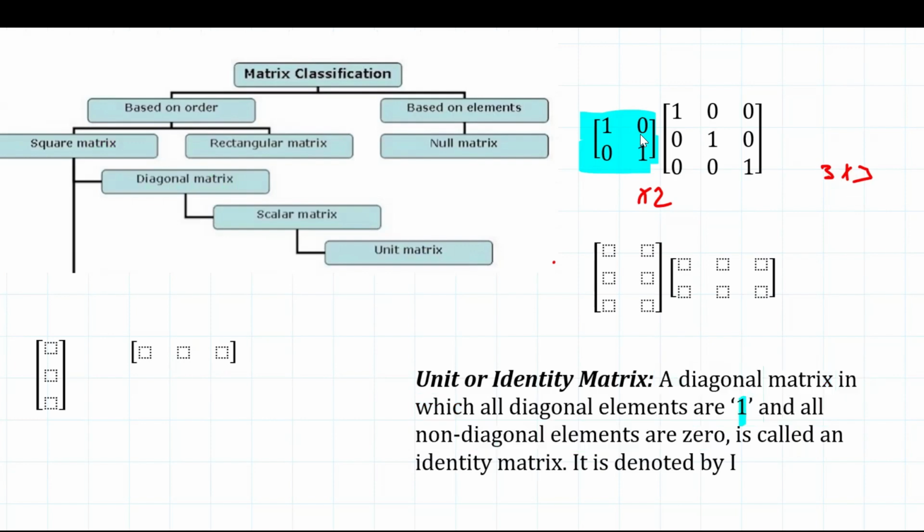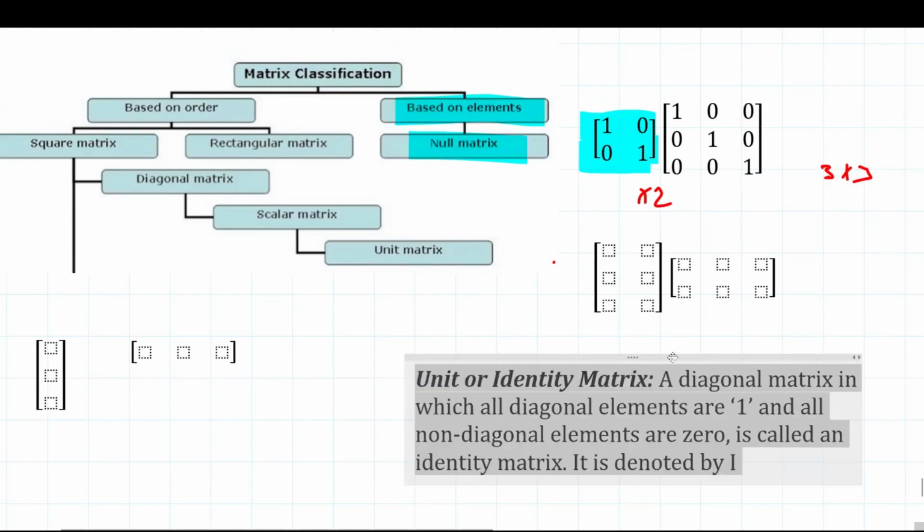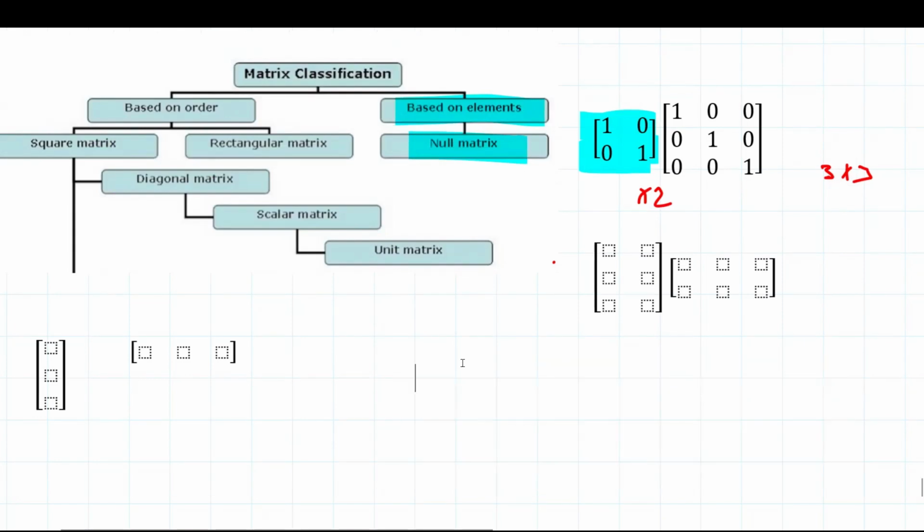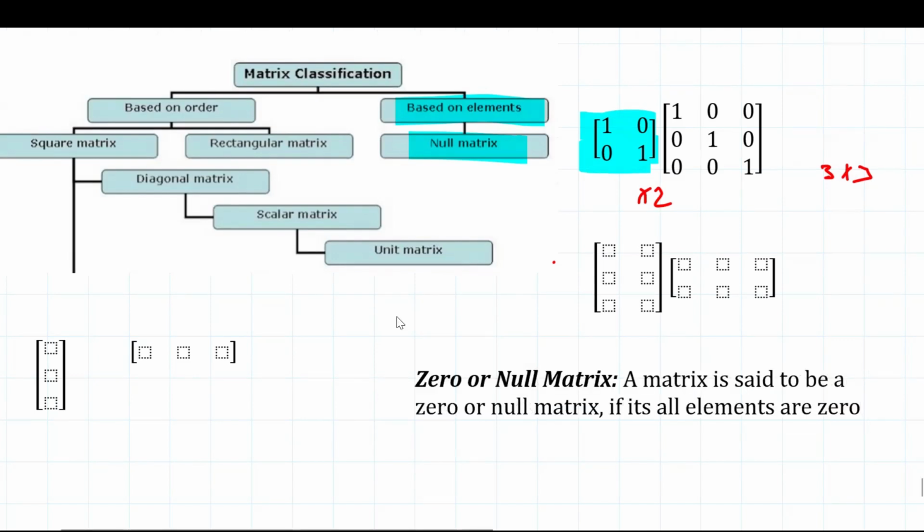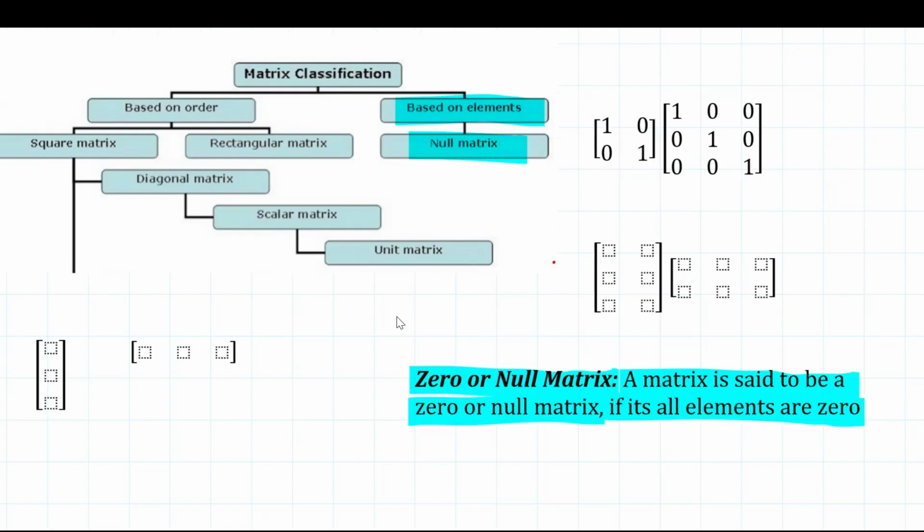And there is one more type. So based on the elements, there can be a null matrix. So what is a null matrix? If I write down the definition of a null matrix, also known as a zero matrix, it's very easy to understand that a matrix is said to be a zero matrix if all elements are 0. So all elements, that means including the diagonal elements.